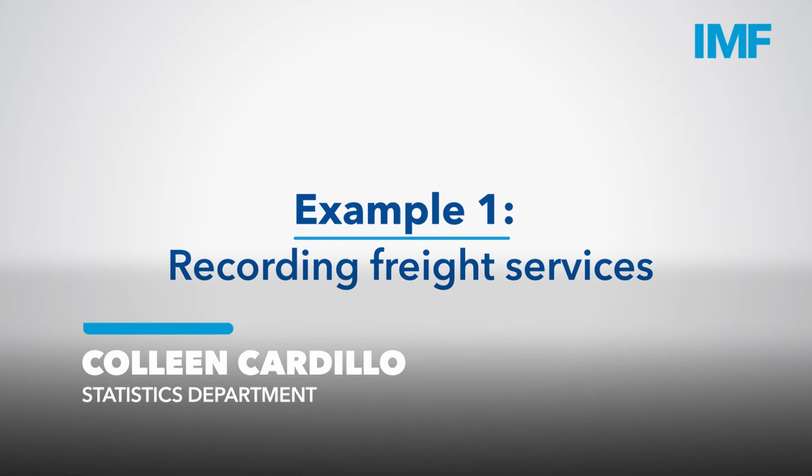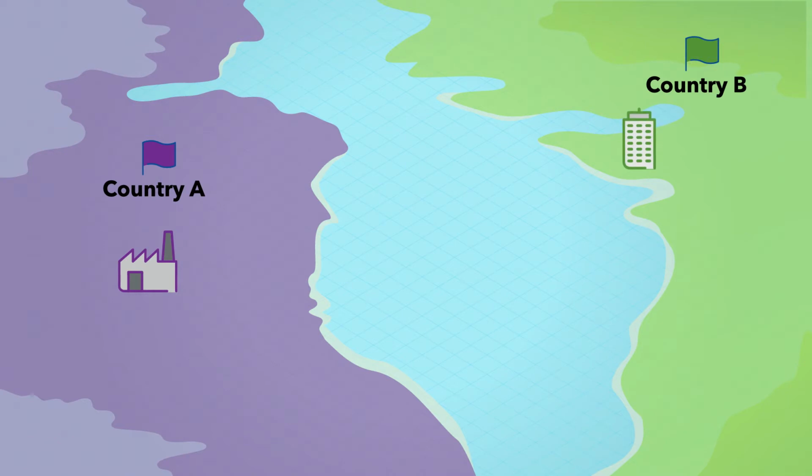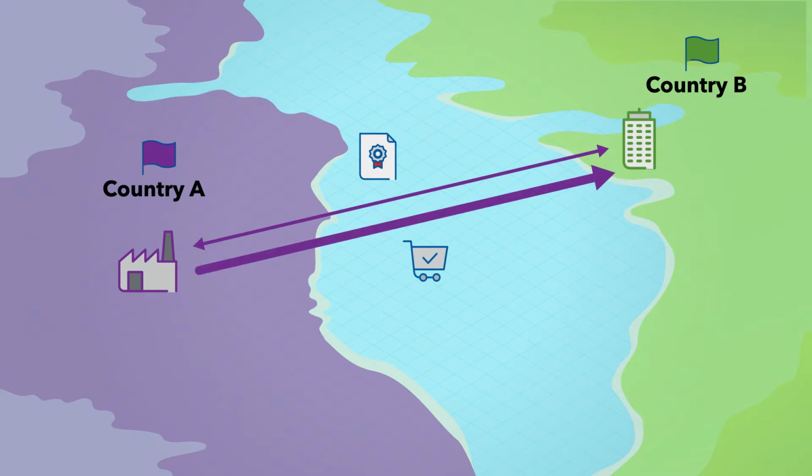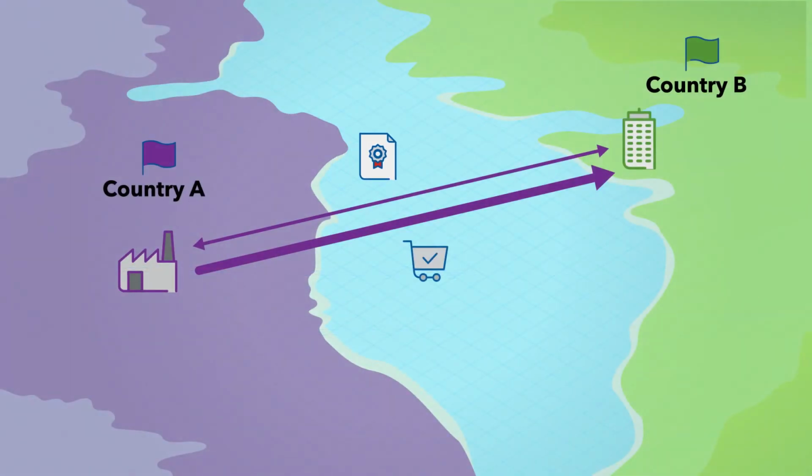First, let us look at an example of freight services. An exporter in country A and an importer in country B agree on a contract to export goods from A to B. The contract specifies that the FOB value of goods at the customs boundary of country A is $925, and the cost of transport from country A's customs boundary to country B's customs boundary is $75. In this example, we assume there are no insurance or other costs incurred to transport the goods.